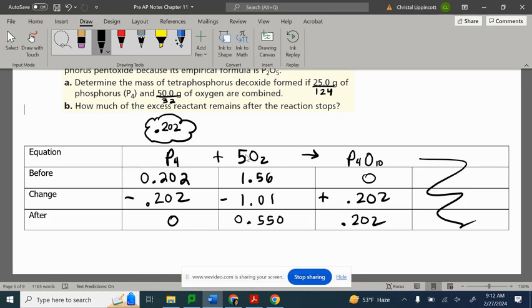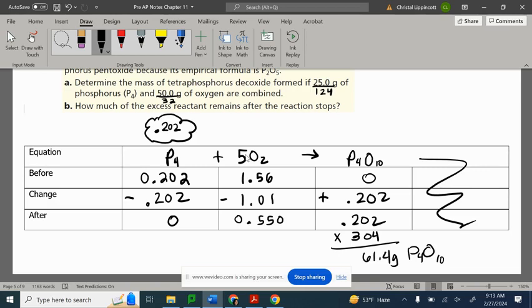All right, they wanted to know how much of this we're going to make. 124 plus 10 oxygen, so that's 304. So I'm going to multiply this by 304. I got 61.4 because I want 3 sig figs. P4O10. So that is the answer to A.